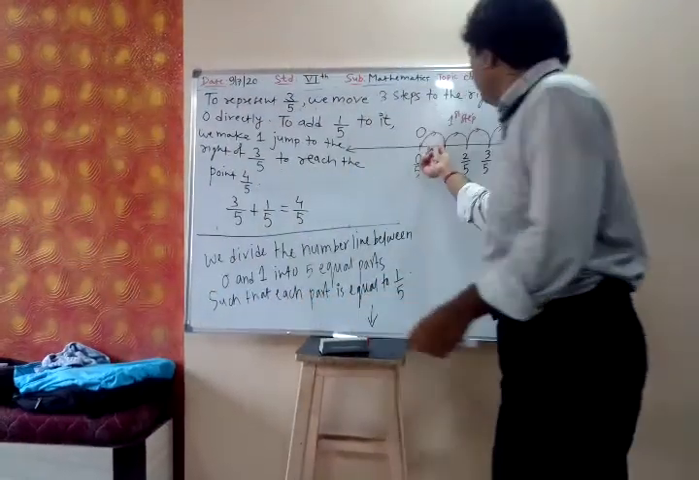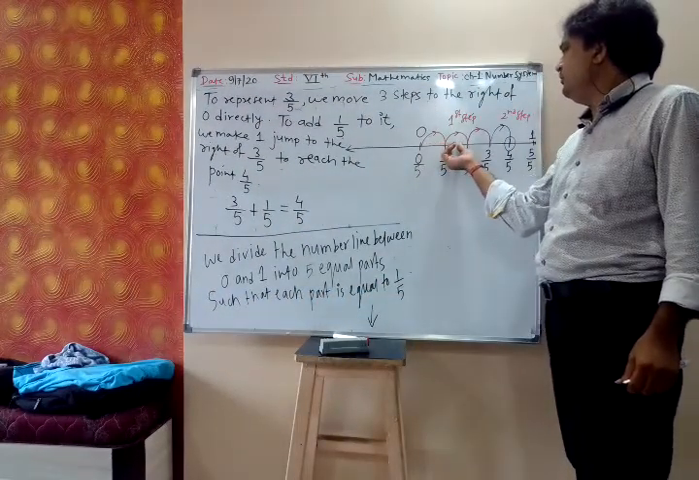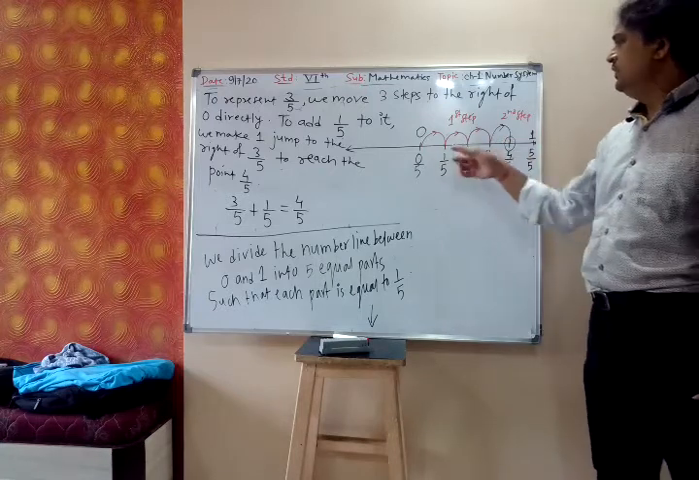What is the length of each part? 1 upon 5, 1 upon 5, 1 upon 5, 1 upon 5.